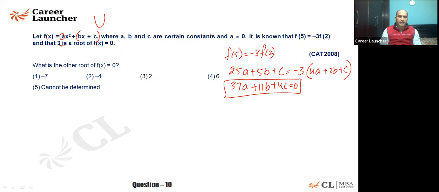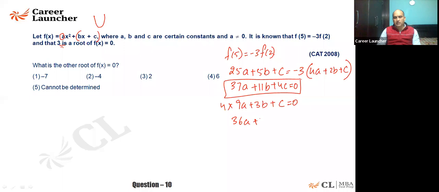Now it is also saying 3 is the root of it. What does that mean? That means when x is equal to 3, y comes out to be 0. You know about the root. Root means it is going to touch the x-axis. So it is 9a plus 3b plus c is equal to 0. I'll multiply this by 4. This comes out to be 36a plus 12b plus 4c is equal to 0.